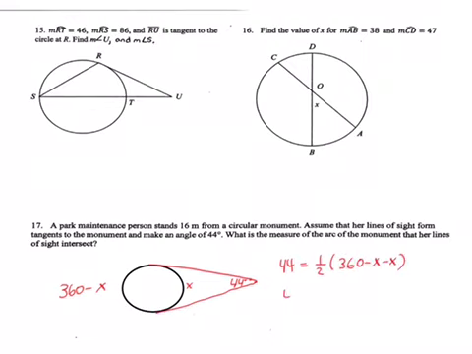So we'll simplify this down. We've got 44 equals, and we can distribute this, we get 180 minus X. We'll go ahead and subtract over the 180. We get negative 136 equals negative X. So that means the degree of the arc she can see is 136 degrees. Or the degree of the monument, sorry.